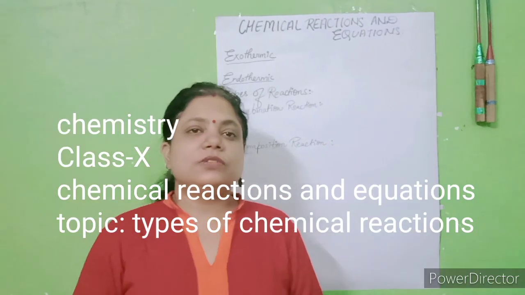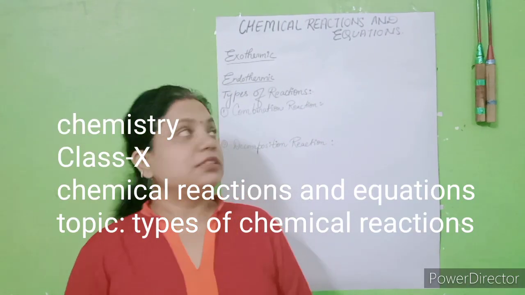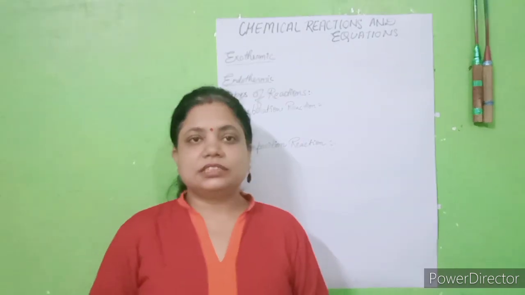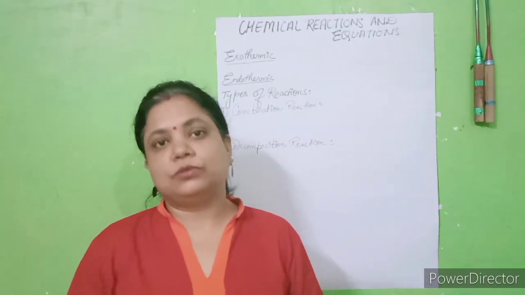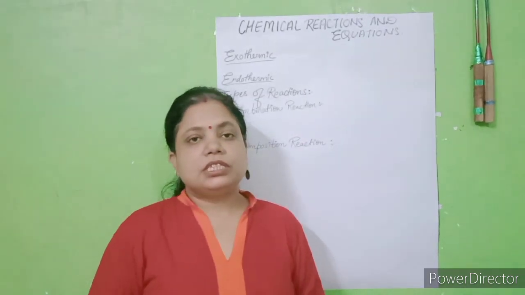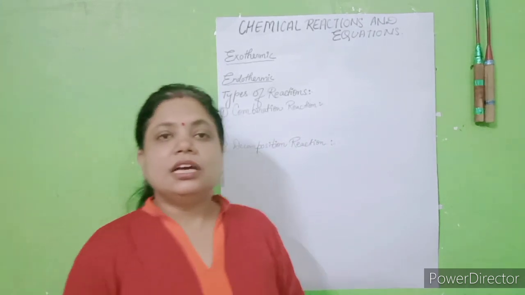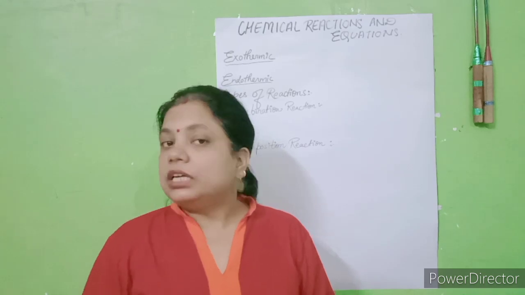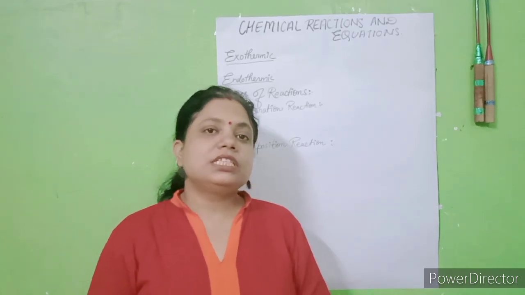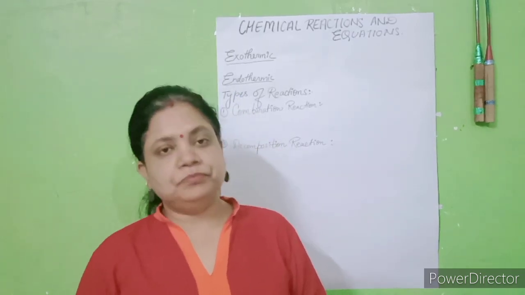Welcome once again, students, to the chemistry class. The chapter is Chemical Reactions and Equations, which we are going to start. In this chapter, students, we will learn what is an exothermic reaction, an endothermic reaction, and the different types of chemical reactions. So let's start with the exothermic reaction.